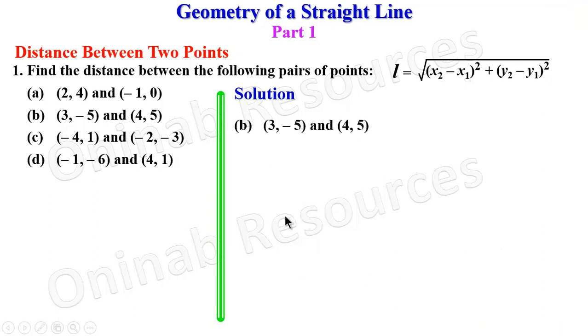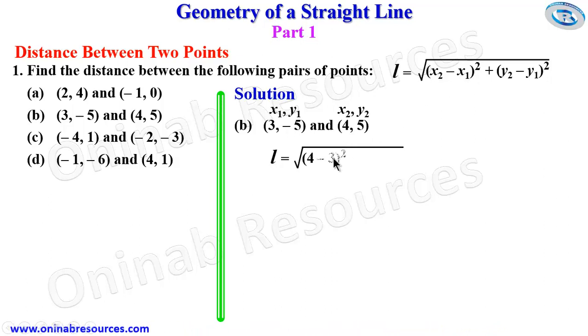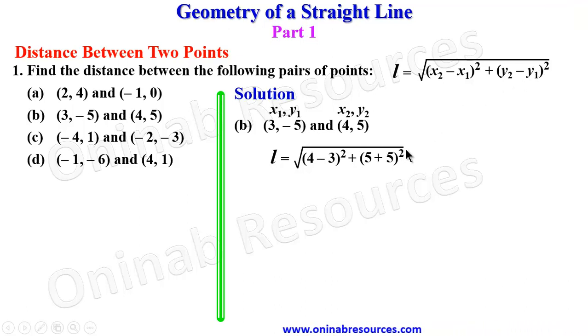Then we go to B. For B, we have (3, -5) and (4, 5). Again, we name the points. This is x1, y1. This is x2, y2. So the distance between the 2 points now is going to be square root of x2, which is 4, minus x1, that is 3, squared, then plus y2 is 5, y1 is -5. So 5 minus -5 will give us +10 squared.